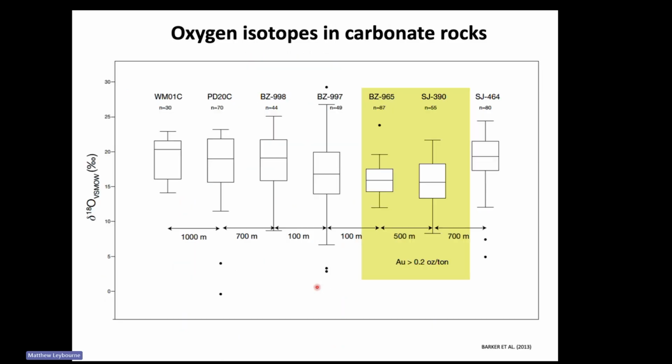And so we can plot all that data up in a bar chart, a box and whisker plot, and the holes that were in the ore zone have, on average, lower oxygen isotope values. You can see the means go down. The line in the middle of the box is the mean or the median, and it goes down and then up again. And the red square represents gold greater than 0.2 ounces per ton or 0.2 grams per kilogram.